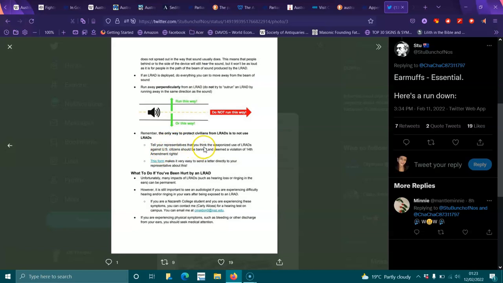Remember, the only way to protect civilians from LRADs is not to use them. Tell your representatives what you think of the weaponized use of them. Unfortunately, many impacts of the LRAD, such as hearing loss or ringing in the ears, can be permanent. However, it's still important to see your ear specialist if you're experiencing difficulty hearing or ringing in the ears. If you're experiencing physical symptoms, such as bleeding or other discharge from your ears, you should seek medical attention.